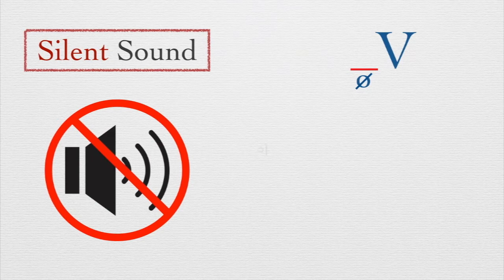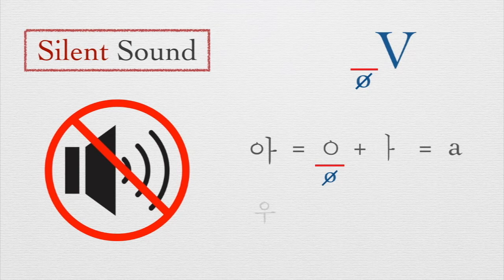For example, 아 is 이응 plus 아, and that means silent plus 아, so it sounds the same as the Korean vowel 아. In the same way, 우 equals consonant 이응 plus vowel 우, and that is silent plus 우. So it sounds the same as the Korean vowel 우.